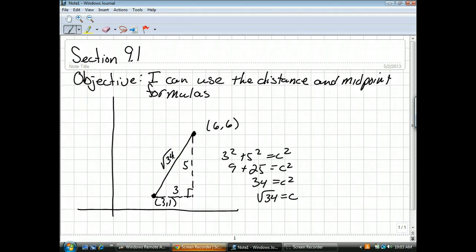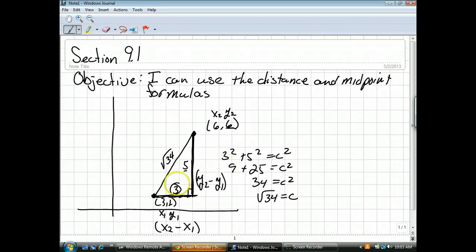Okay? But the way that we came up with this 3 is that if this is x2 and this is y2 and this is x1 and this is y1, this 3 came from subtracting the x's. So that 3 came from x2 minus x1. And this 5, this length, came from y2 minus y1. So notice that if I do 6 minus 3, that gives us this 3. And if I do 6 minus 1, that gives us this 5.